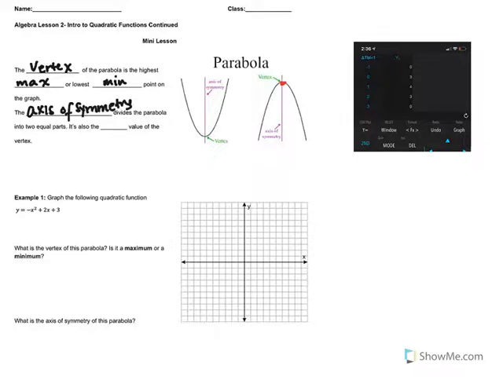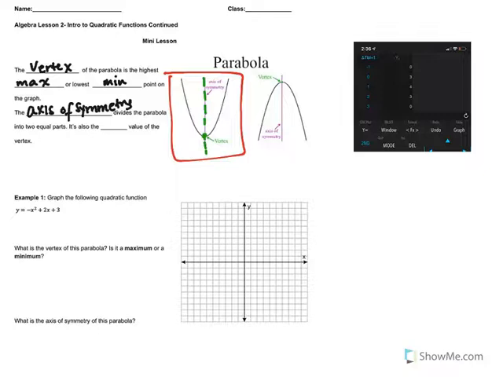The axis of symmetry simply divides our graph into two equal parts. If I look at my graph right here, here is my vertex, and if I draw a line, this green line, right through my vertex, it will cut my parabola into two equal parts. We have two equal pieces on the left and the right, and that line that cuts our parabola in half, going right through the vertex, is called the axis of symmetry.